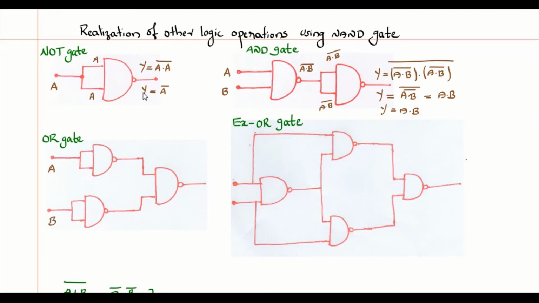Next is OR gate, the realization of OR gate using NAND gate. We have three NAND gates. The output of the first NAND gate is A complement. The second NAND gate is B complement. It is given as the input to the third NAND gate. So the output of the final NAND gate is Y equal to A complement dot B complement whole complement.